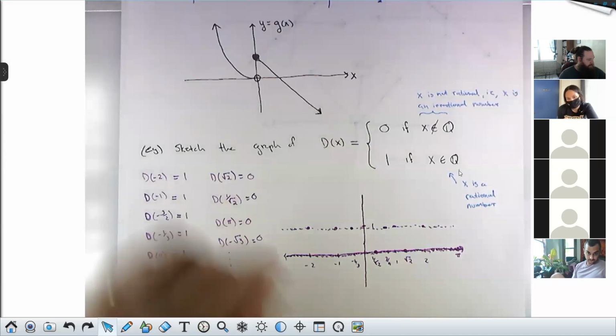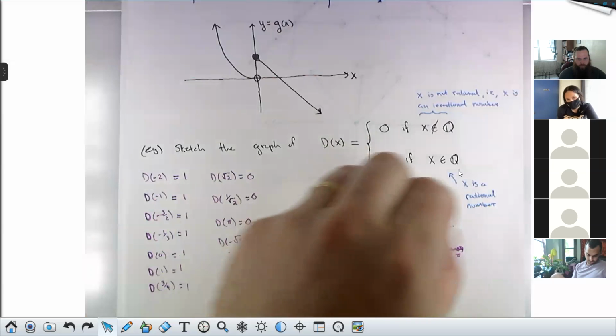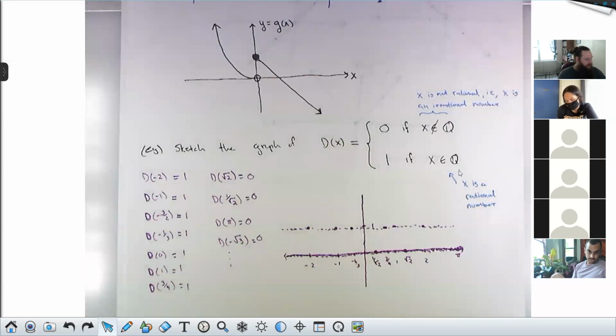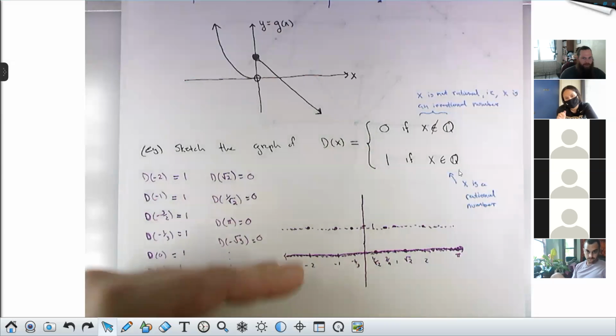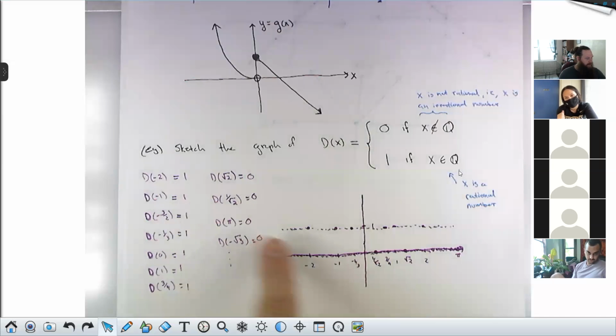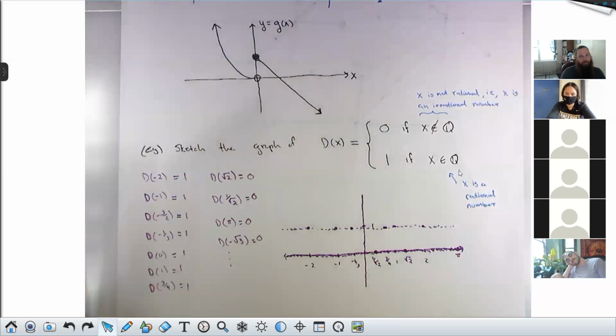It's kind of like a faint sprinkling of dust up here along the line y equals 1, and a much heavier sprinkling of dust down here along the line y equals 0. But still you can kind of see the two pieces of the piecewise function, right? The line y equals 1 and the line y equals 0 are the two pieces that make this up. They're just split up in a much weirder way than in the previous example.